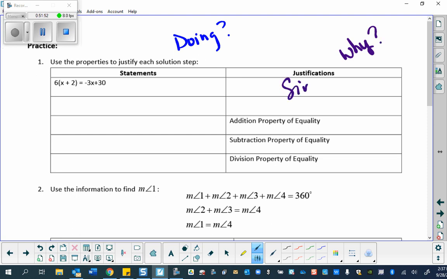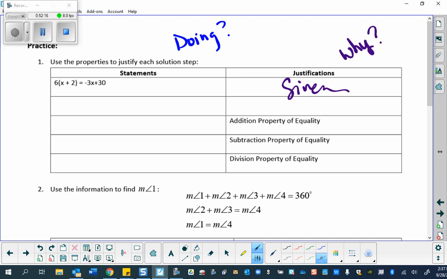The very first justification that we always have is given. So it's like, hey, I'm doing this problem. Why are you doing it? She gave it to me. That's a given. Each step that you do in solving gets a justification.